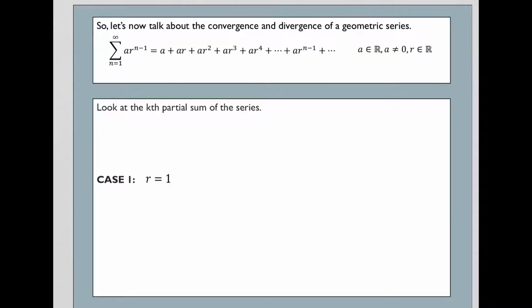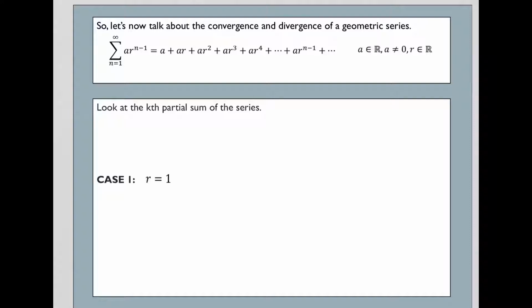First, let's recall that I mentioned something in an earlier video about partial sums, and I said that both telescoping series and geometric series are special series because they give us a good way to model the idea of the sequence of partial sums. And this is true. So let's talk about the sequence of partial sums and how that affects the convergence and divergence of a geometric series. So recall what a geometric series looks like.